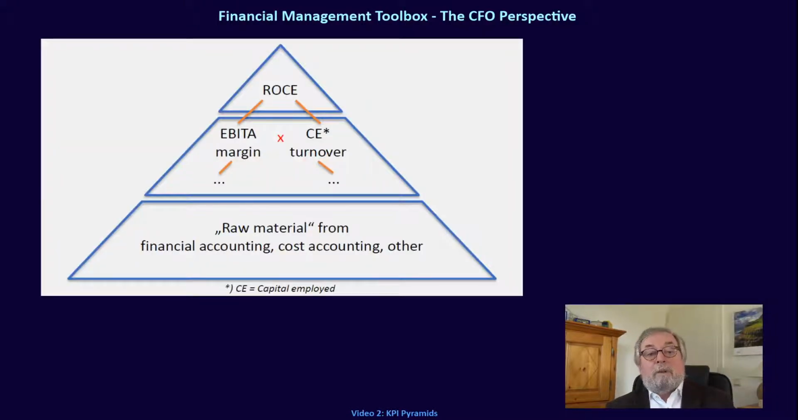ROCE, the return on capital employed, is the top of this pyramid. It is not just the relation of operating income to the capital invested to generate this income, but it can be broken down in the next level of the KPI pyramids into two very useful components: the EBITDA margin and the capital turnover. Before we go on and further down the pyramid, it is necessary to define ROCE, EBITDA margin and capital turnover precisely.